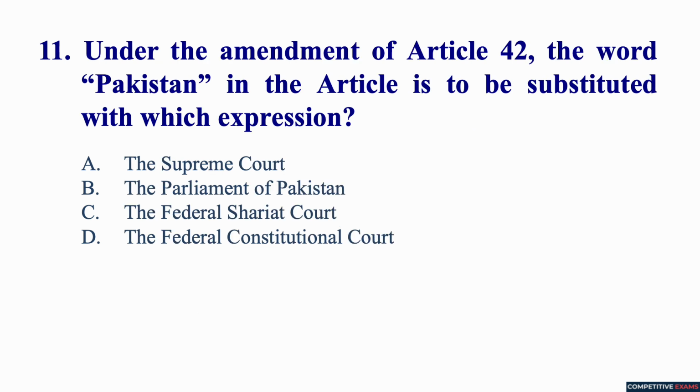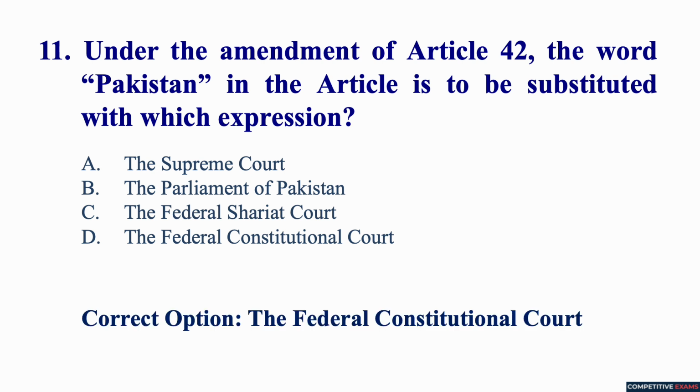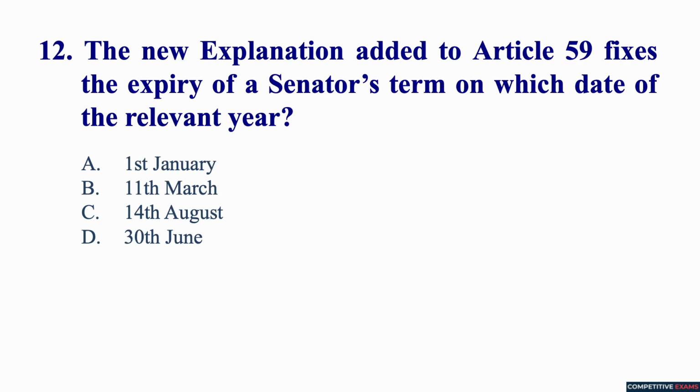Under the amendment of Article 42, the word Pakistan in the article is to be substituted with which expansion? The Federal Constitutional Court. The new explanation added to Article 59 fixes the expiry of a senator's term on which date of the relevant year? 11th March.